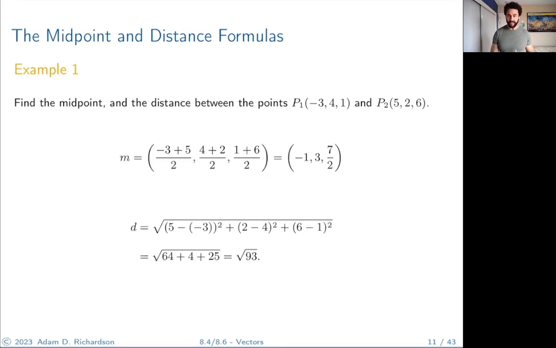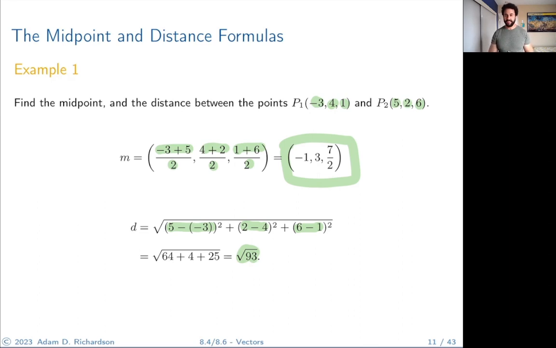All right, let's do it together. So the midpoint is super simple. You just add up the corresponding components, -3 plus 5, 4 plus 2, 1 plus 6, and then divide all of those by 2. And then that will give you the midpoint. So the midpoint of the line segment connecting those 2 points is this right here, (-1, 3, 3.5). And then the distance, you can just use the formula. Here you've got x2 minus x1, y2 minus y1, z2 minus z1, square all of those terms, and then take the square root of the sum. And you get that the distance is the square root of 93. And that's pretty much it.